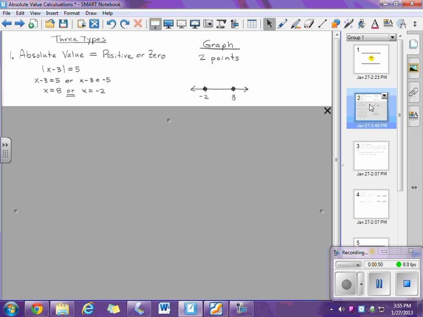When we solve those two equations, we get x equals 8 or x equals negative 2. Either value would make the equation true. The graph is just 2 points, negative 2 and 8, and they're colored in.